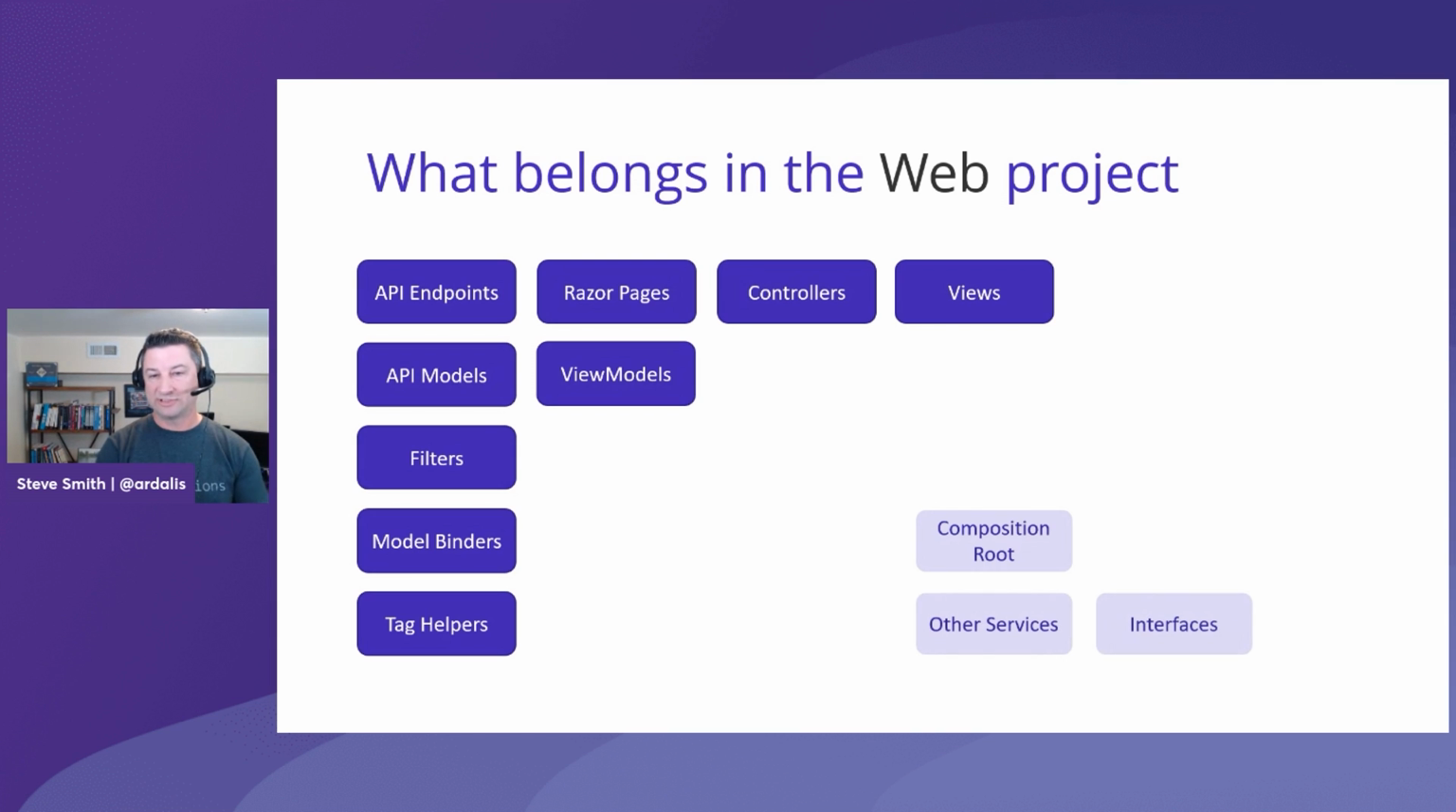You might have other services and other interfaces there as well. Same rules apply as in infrastructure. These are going to be services that have parameters or return types that are made up of these types of things that you see inside the web project. So if it's working with view models or API models, if it's dealing with controllers or views or any of that, those services should live here because that's where those types are.